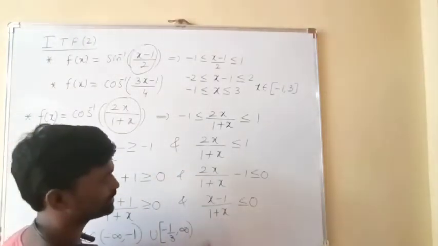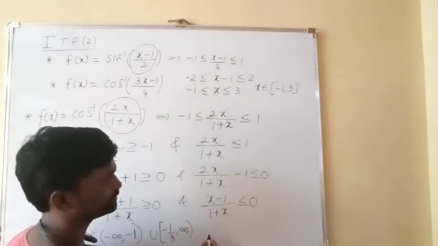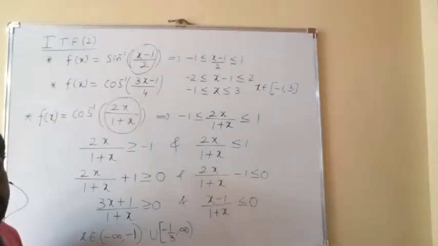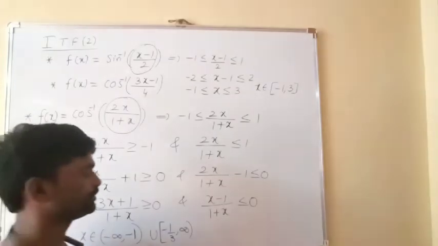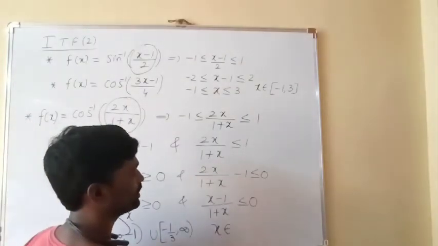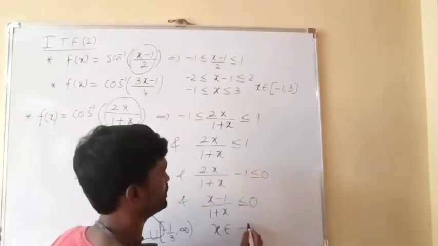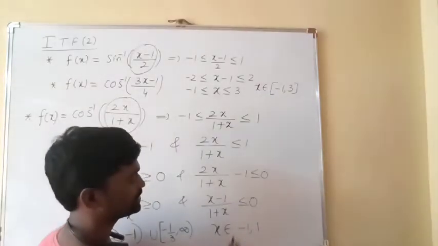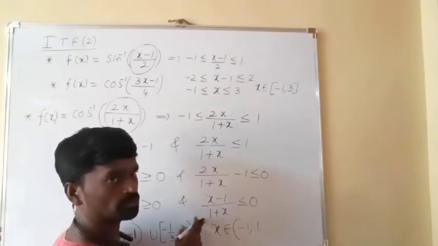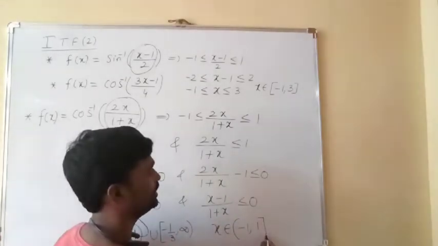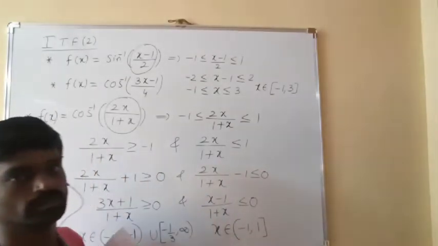Similarly, consider this ratio. The numerator is 0 at 1, the denominator is 0 at minus 1. So it is less than or equal to 0 only when x lies between minus 1 and plus 1. Minus 1 is not included as well, since the denominator should not be 0. But 1 is included because the numerator may be equal to 0.